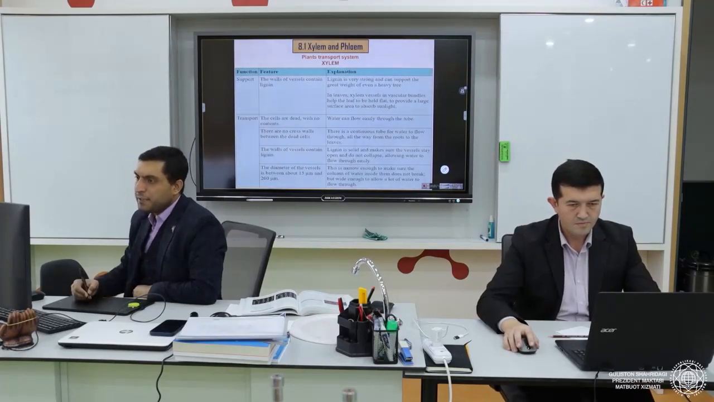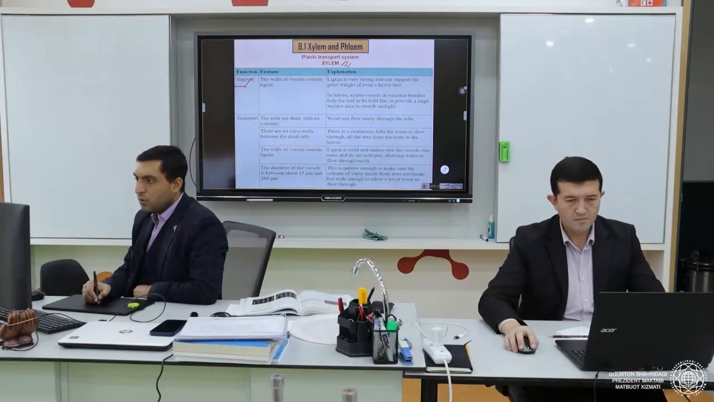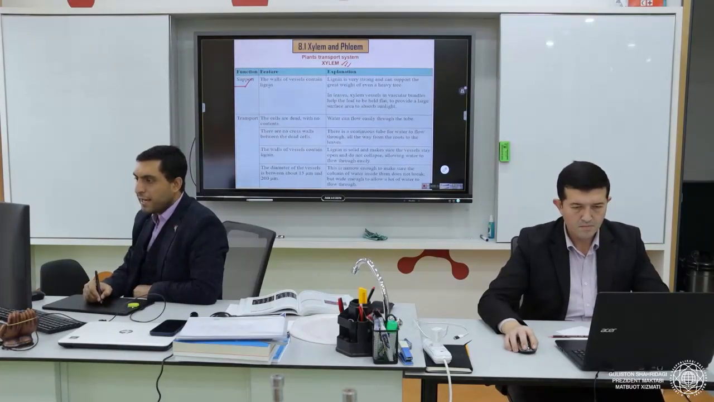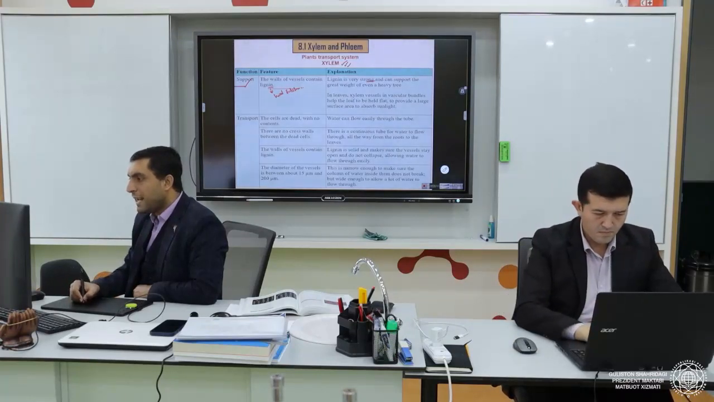So at this point you must know about xylem. For example, we have support tissue. The function is support, the plant support system. So we discuss xylem here only. So the wall of the vessel contains what? Xylem contains lignin. Lignin is a very hard substance. I already explained what lignin is. Lignin is very strong and it supports the great weight of a heavy tree. In leaves, xylem vessels in the vascular bundle help the leaf to be held flat, providing a large surface area.